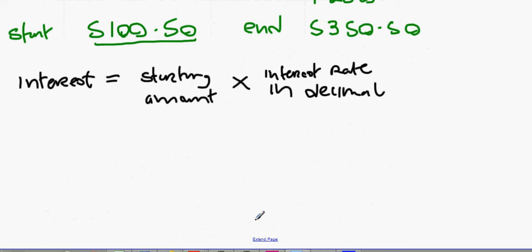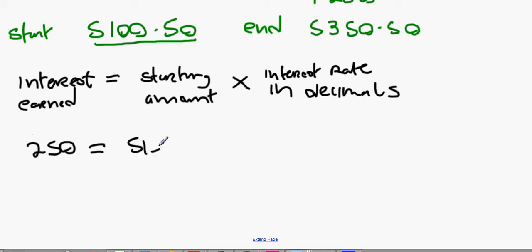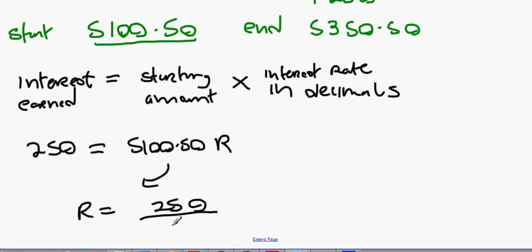So what we can do now is we can find out. Interest earned equals starting amount multiplied by interest rate in decimals. Okay. So what we can find out now is interest earned is 250, and that equals the starting amount multiplied by R. Now we're going to divide it across. R equals 250 divided by 5,150.